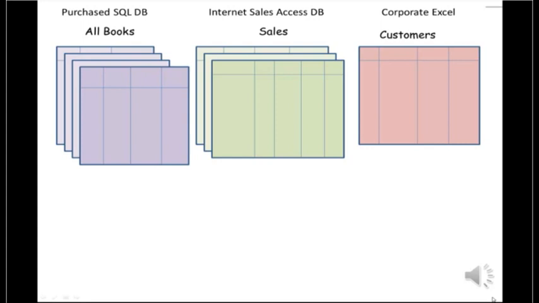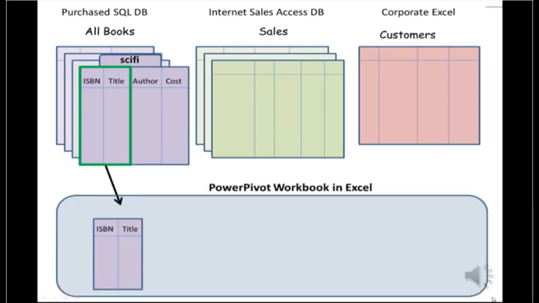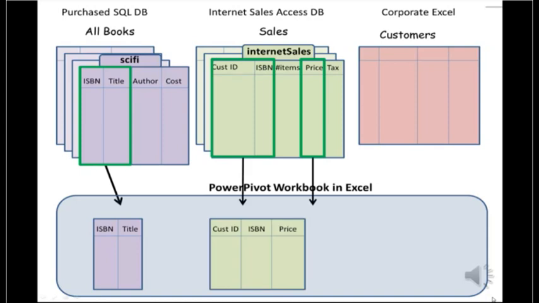For example, in my All Books database, I'm only interested in the table that includes ISBN, title, and cost for science fiction books. And for the current analysis, I'm only interested in importing the columns for ISBN number and title. When I import my data, I select the one table and those two columns to import. From my Access database, I import the Internet Sales table, but not the tax or number of items columns. And from my Excel spreadsheet, I import all the data.